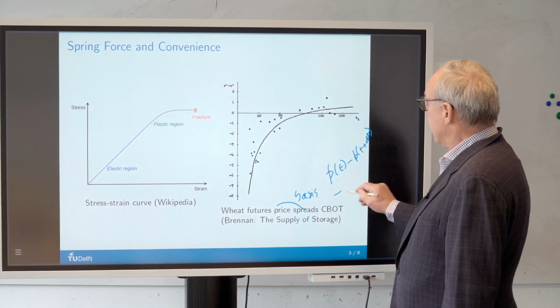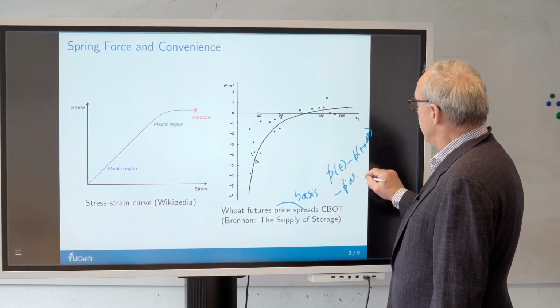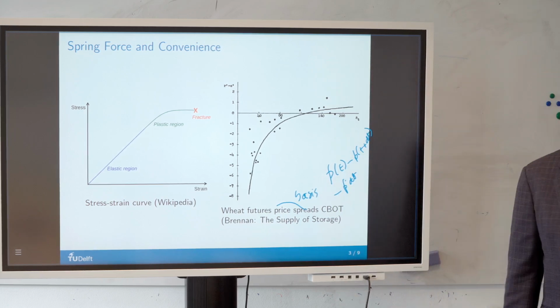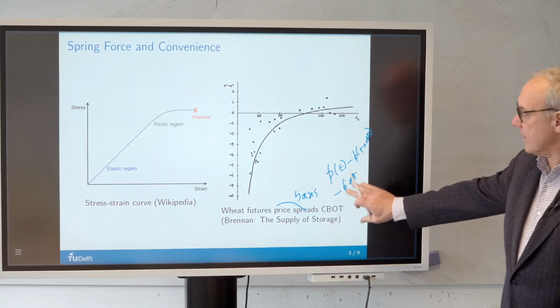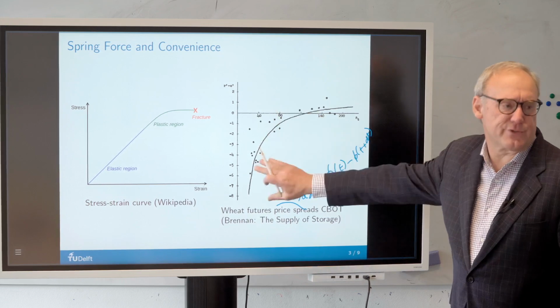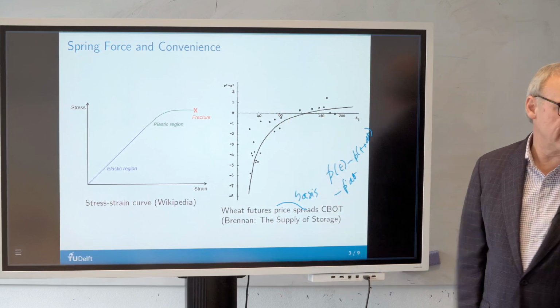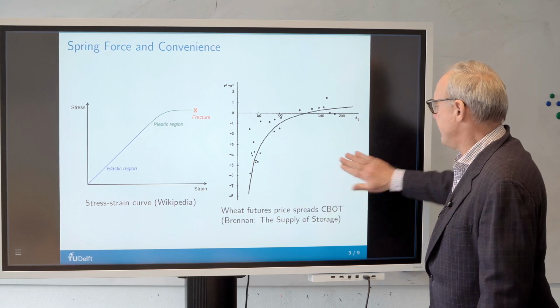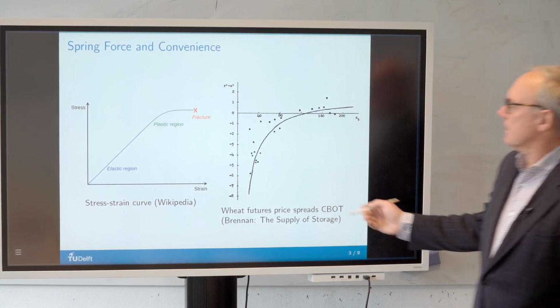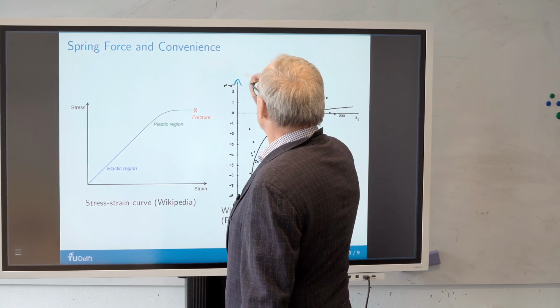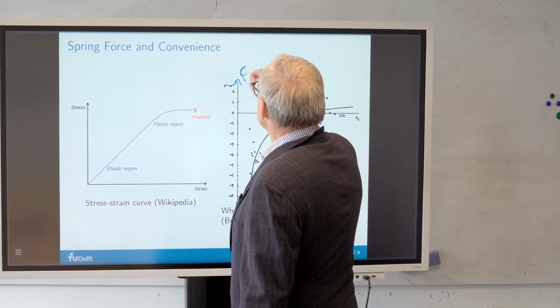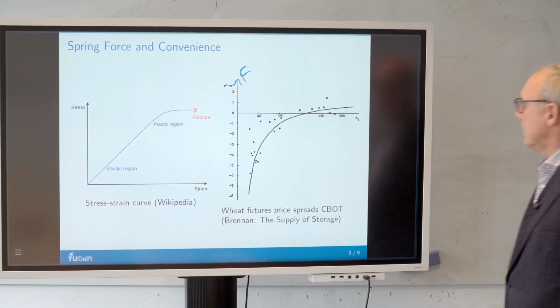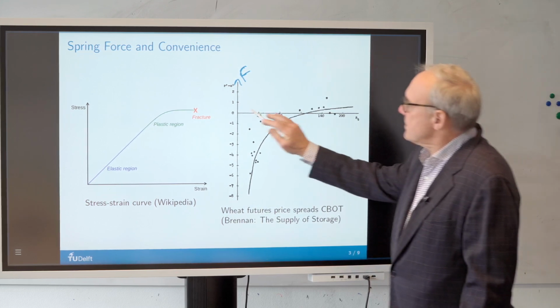So that's the negative of P dot dt, right? It's just a little impulse, but it doesn't matter. Really what you're measuring here is the difference between the two, all right? So this is the convenience yield here. Let's call this F for the convenience yield. And then don't worry about this point of zero here.